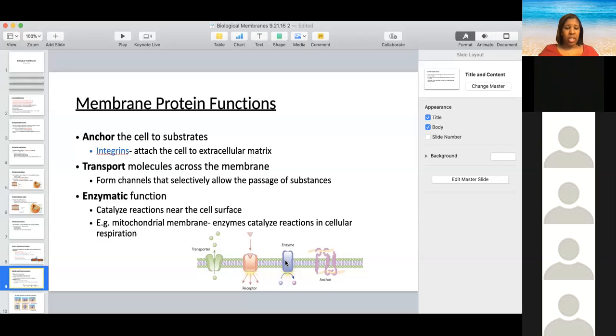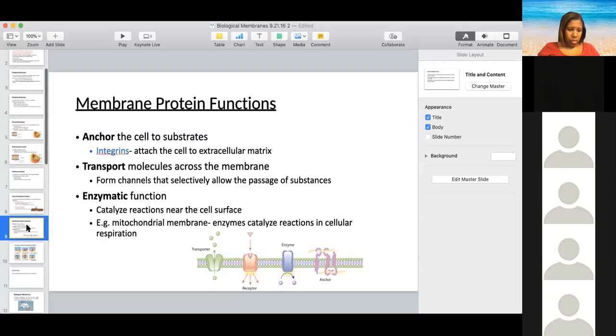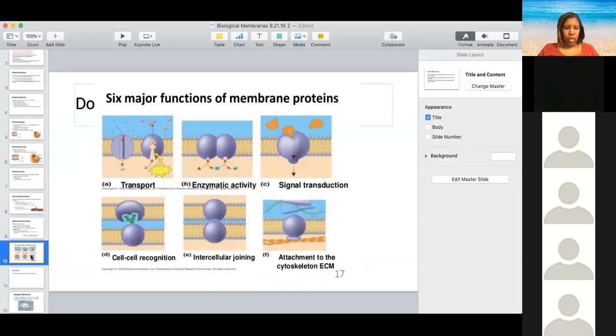So again, we're still here just looking at some other membrane protein functions. Anchoring proteins help to anchor or adhere cells to various substrates and to create that extracellular matrix. Here is just another schematic of some major functions of membrane proteins that we just talked about: cell recognition, transport, enzymatic activity, signal transduction, and attachment to the extracellular matrix.